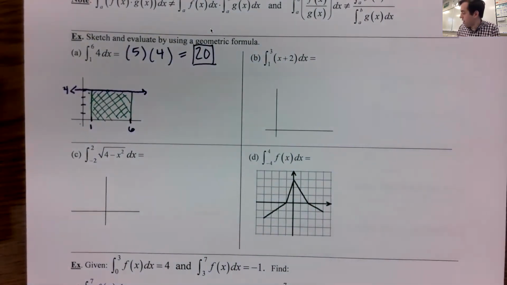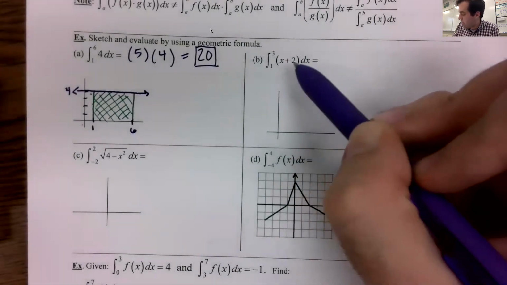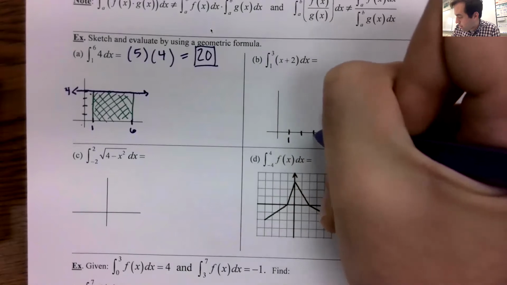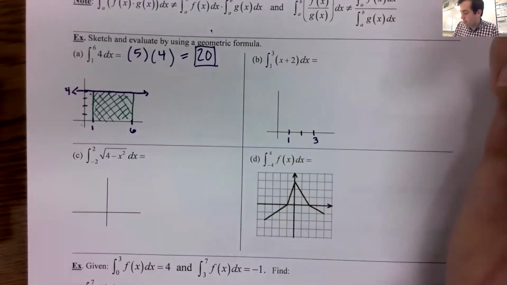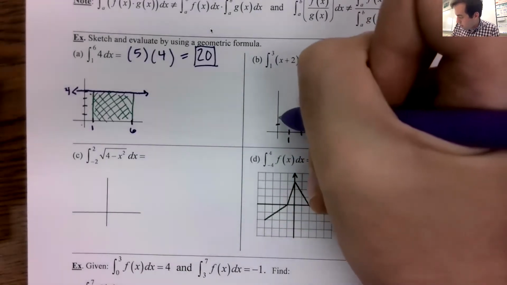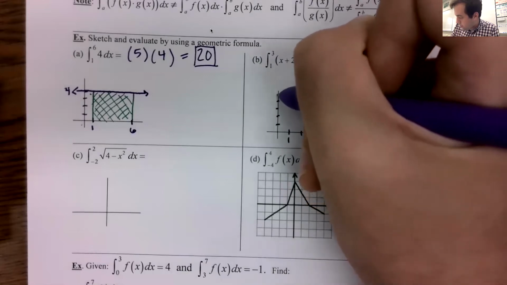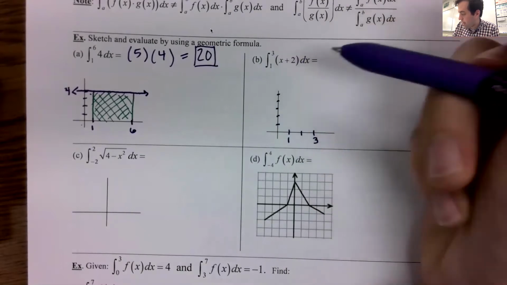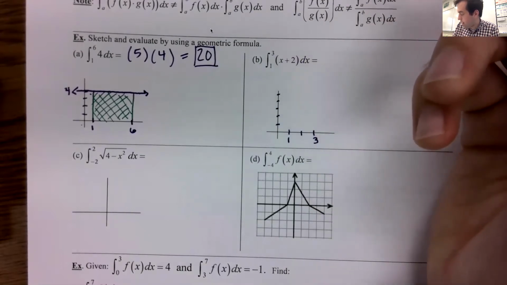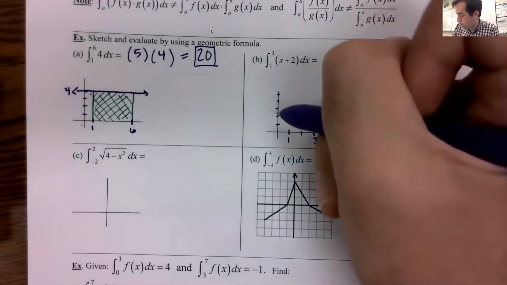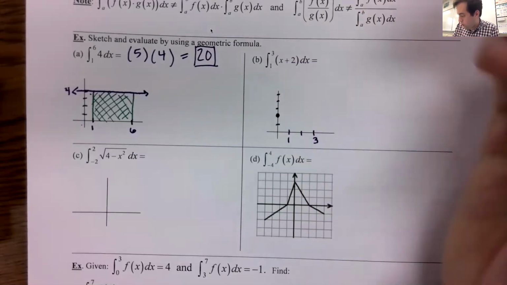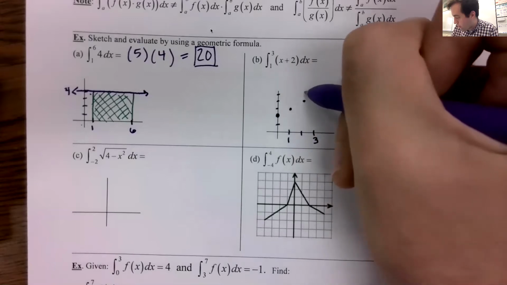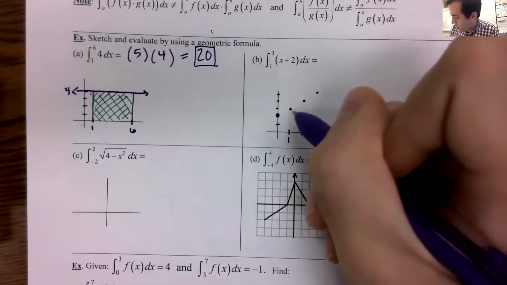We can do the same thing in letter B: x plus 2 this time. We're going from 1 to 3, so I'm going to draw that down here. Let's make our y-axis. If we're going for the function x plus 2, that's going to be a line, right? It has a y-intercept of 2 and a slope of 1. So it's going to go up 1 over 1, up 1 over 1, up 1 over 1, and so on.